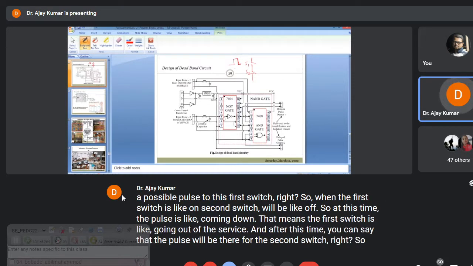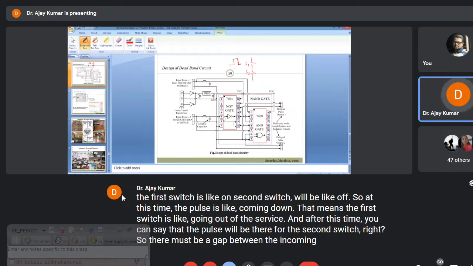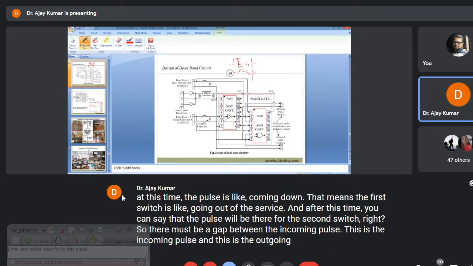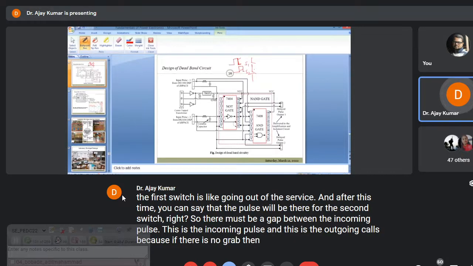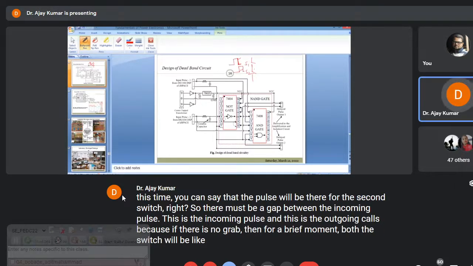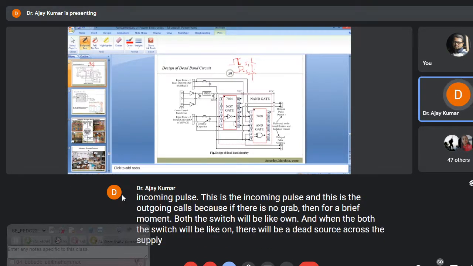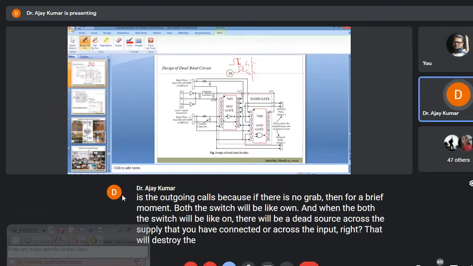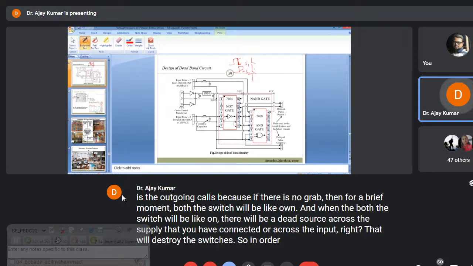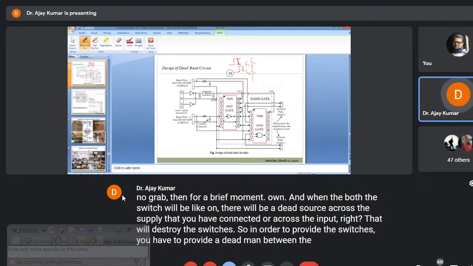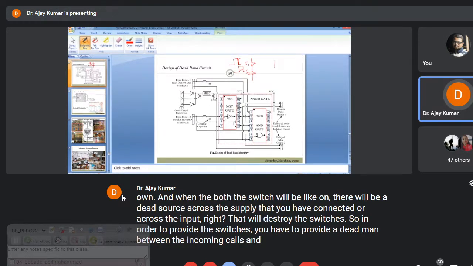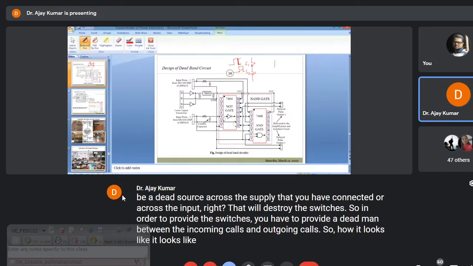So there must be a gap between the incoming pulse and the outgoing pulse, because if there is no gap, then for a brief moment both the switches will be on, and when both the switches are on, there will be a dead short circuit across the supply that you have connected, or across the input, right? That will destroy the switches. So in order to protect the switches, you have to provide a dead band between the incoming pulse and the outgoing pulse. So how does it look? It looks like so. This is the dead band.